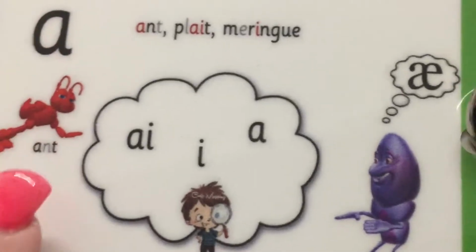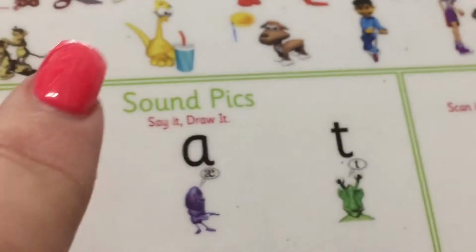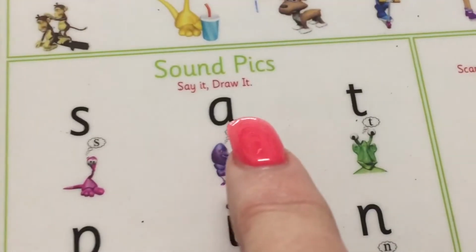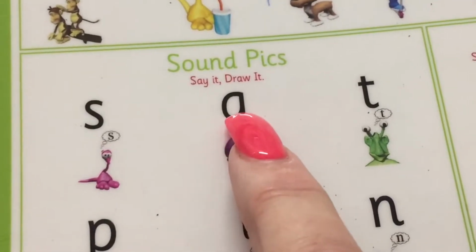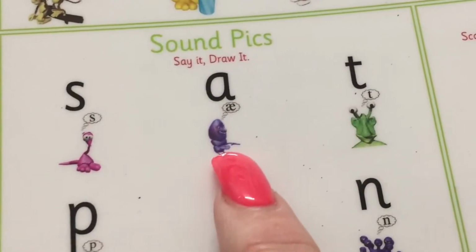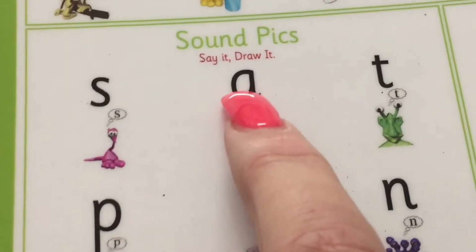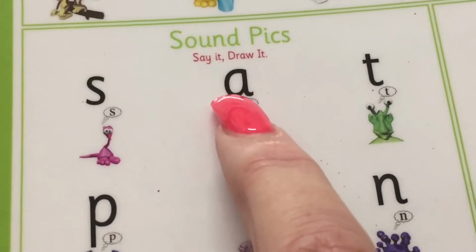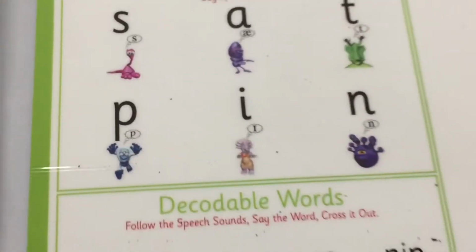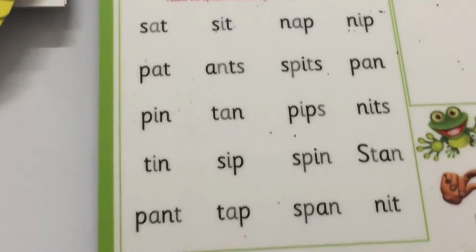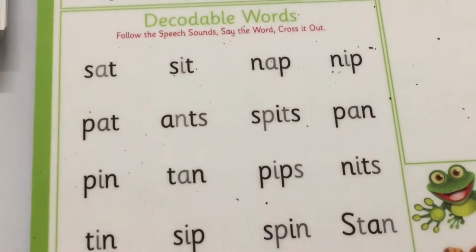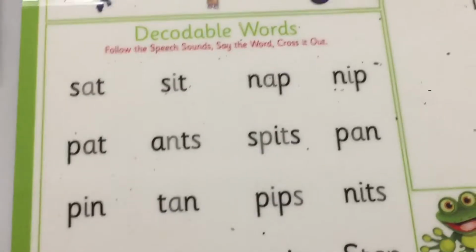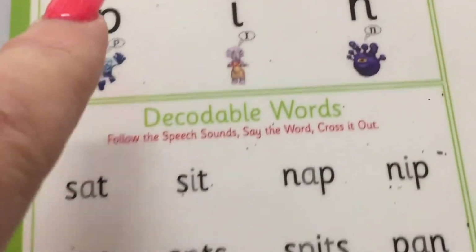This is the one that we're going to look at in the green code level. A. There's the sound pic. There's the speech sound monster. But that letter A is only a picture for A in certain words, not in all words. In these words, it's a picture for A, and we can practice blending those sounds together.